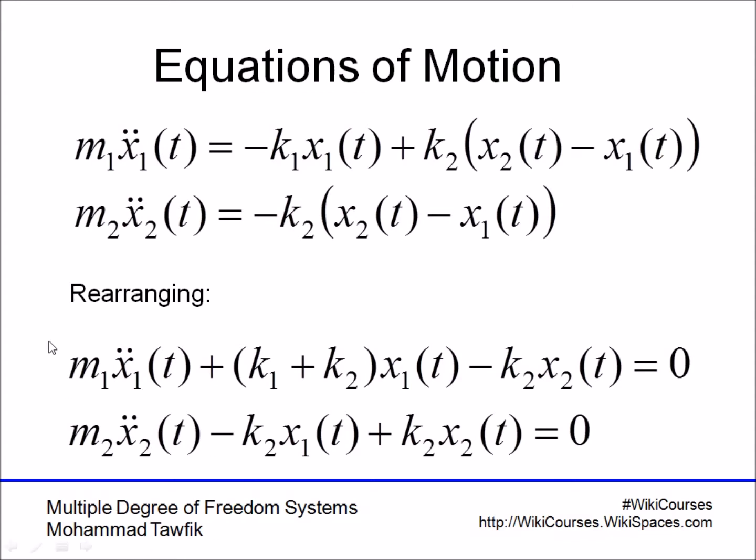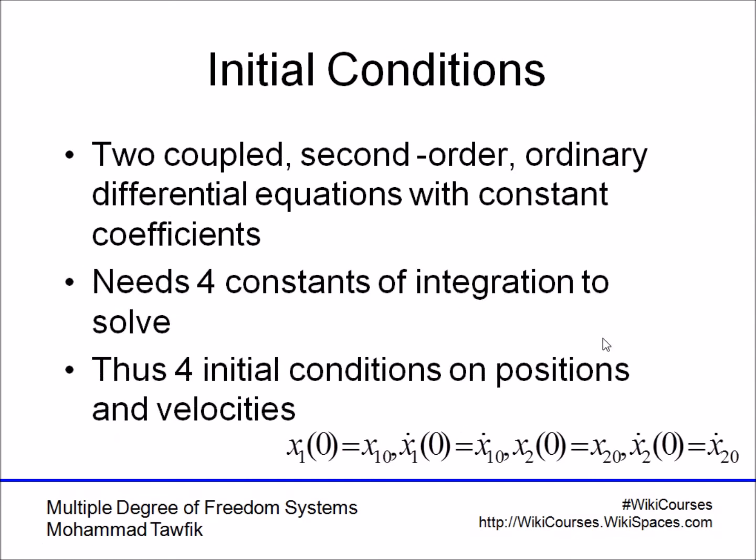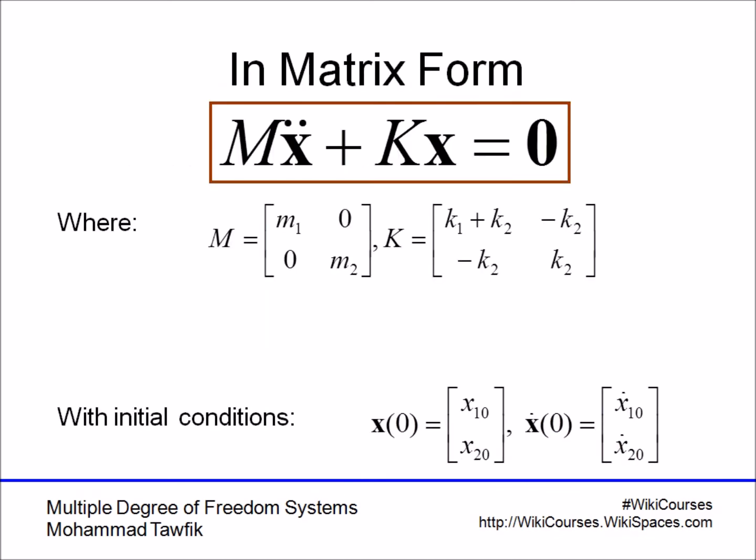These two equations of motion are each second order, so we need four initial conditions, two for each of the masses. The coupling will enforce this, and the initial displacements and initial velocities of each mass will affect its motion as well as the motion of the other mass.